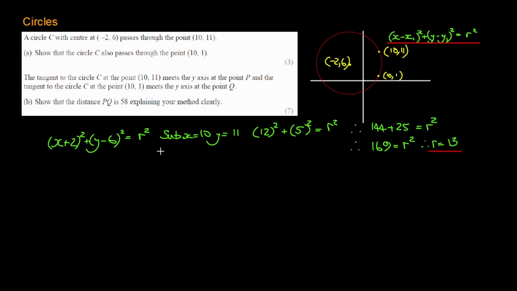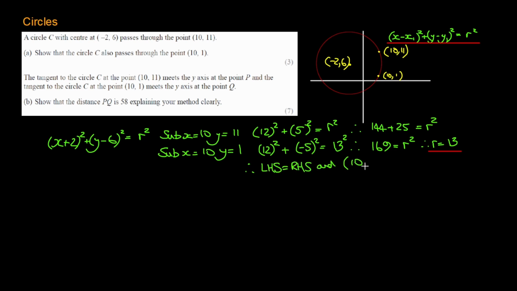So I now sub x is equal to 10 again, y is equal to 1. And I get, again, it's going to be 12 squared plus y minus 6. 1 minus 6 is negative 5 squared. And that is equal to 13 squared. And as these are the same numbers, when we square a negative number, we'll get a positive answer. So yes, I can say, therefore, the left-hand side equals the right-hand side, and therefore 10, 1 is on the circle.